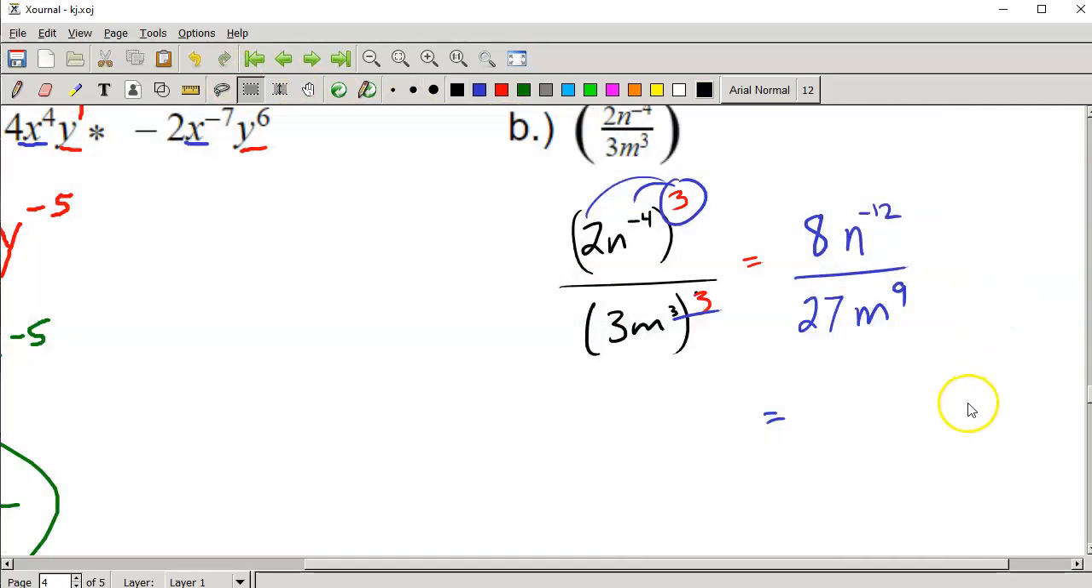We can change that to a +12, and then we can bring it down underneath to the denominator of the fraction. So this will stay as 8. We'll have 27 down here. We'll have m to the 9th stay as is, and then n to the 12th will move down there.